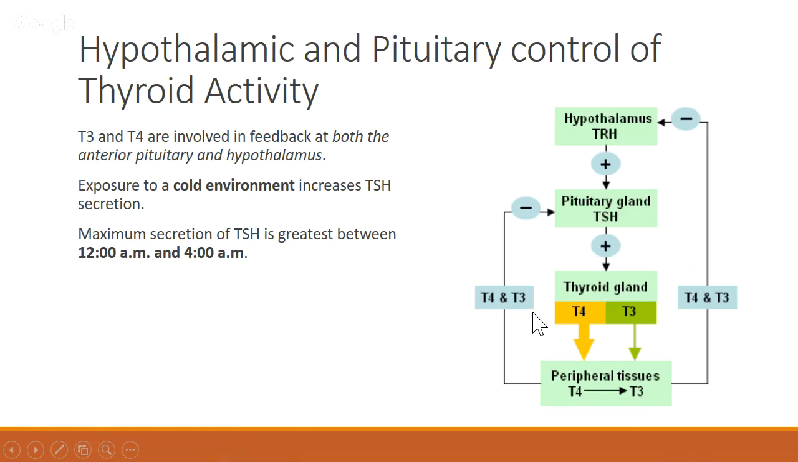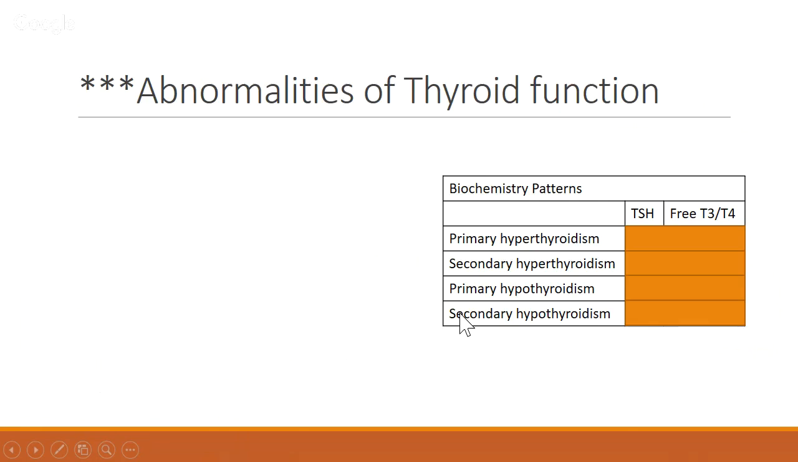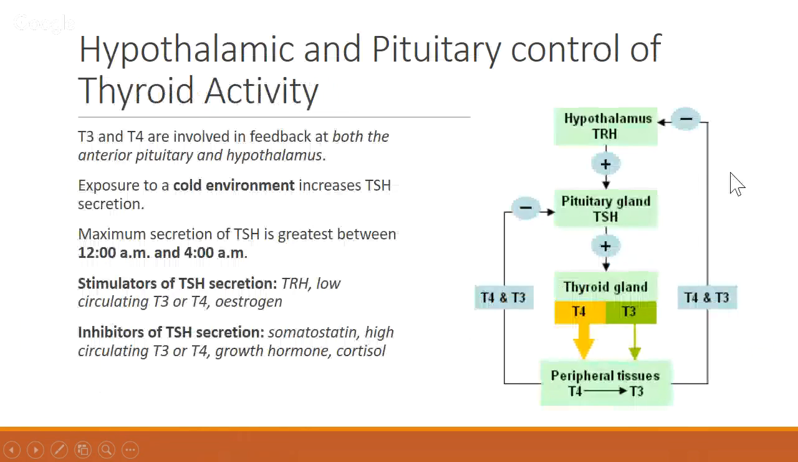Okay, so this again is the axis of the thyroid gland. There's TRH by the hypothalamus, TSH by the pituitary, which stimulates the thyroid gland to produce T4 and T3, and T4 and T3 negatively feed back onto TSH and TRH.